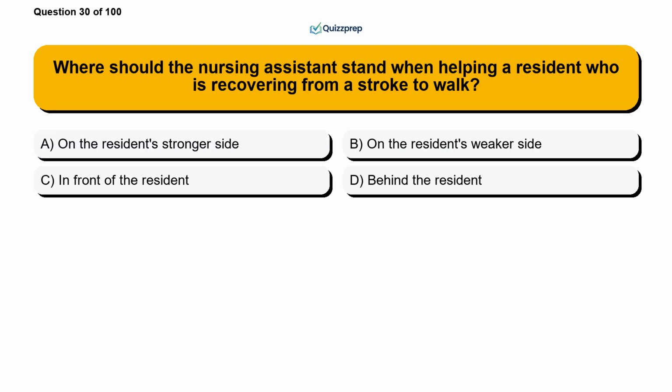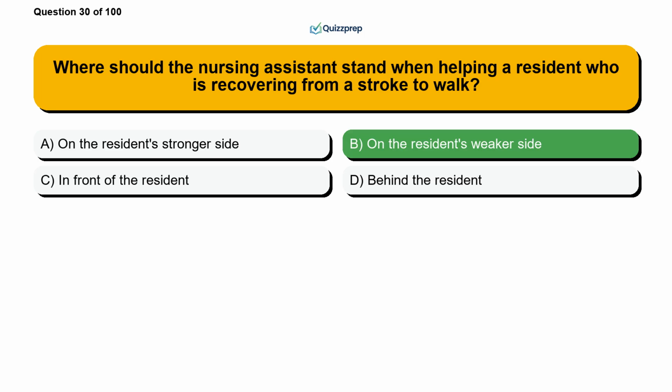Question 30. Where should the nursing assistant stand when helping a resident who is recovering from a stroke to walk? Option A, on the resident's stronger side. Option B, on the resident's weaker side. Option C, in front of the resident. Option D, behind the resident. The correct answer is option B, on the resident's weaker side.